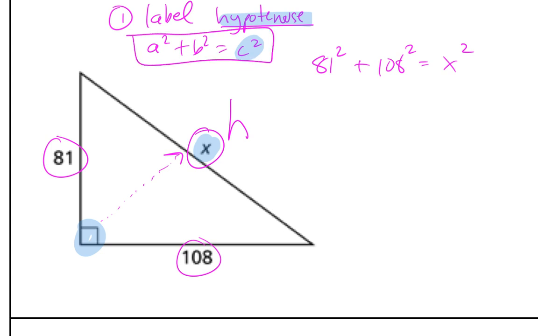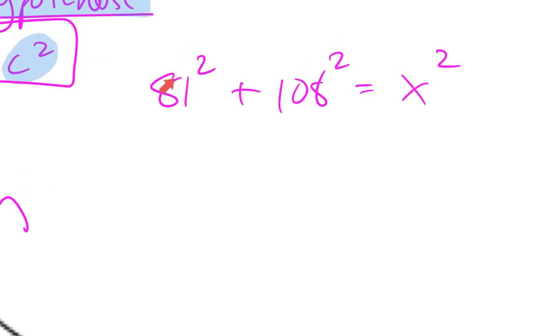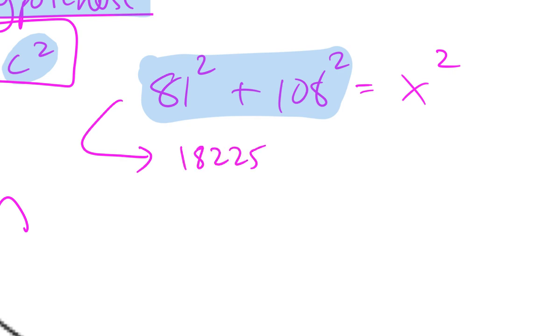Now that we have that, let's solve for x. The first thing we're going to do is type both of these into the calculator, just like that. That's going to give us the answer of 18,225. That's all we're doing, just typing that into the calculator. Equals x squared. Now we want x, not x squared.